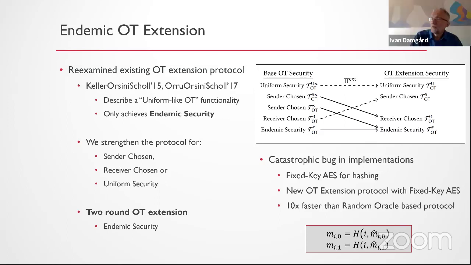Right. So the other related question I had was, you mentioned that if you have endemic security, you can use that kind of OT in lots of different applications, and it's already enough. So are there any natural applications where endemic security is not enough?